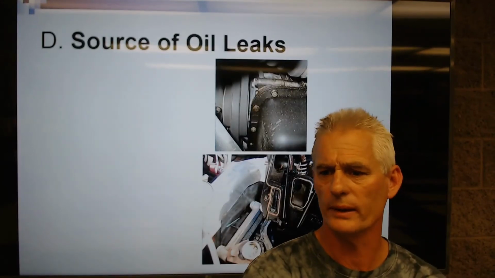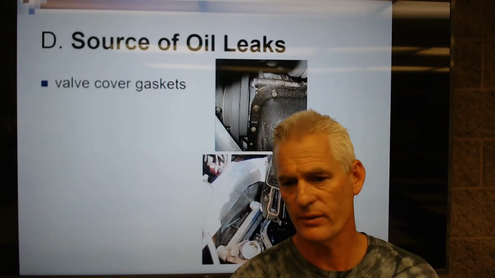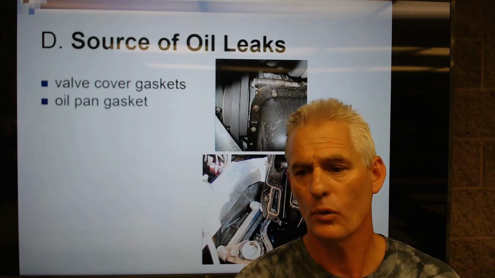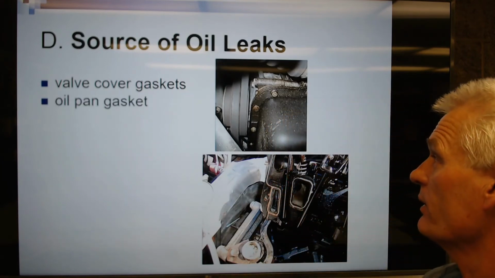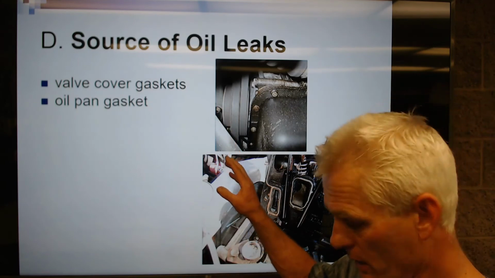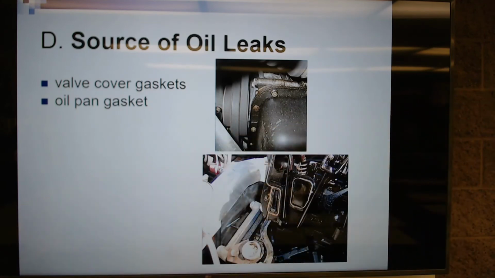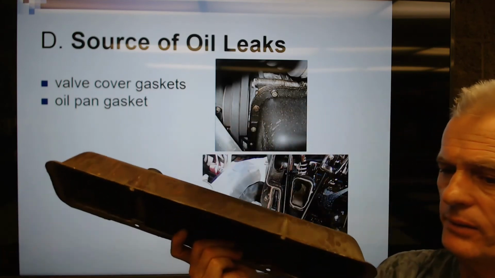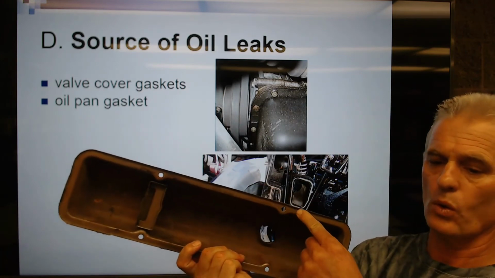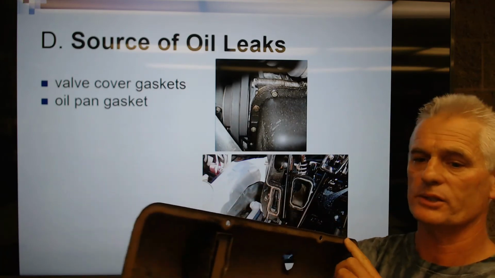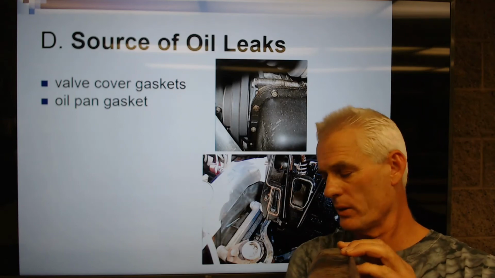So, sources of oil leaks: we've got lots of them. Valve cover gaskets will leak. Oil pan gaskets will leak. I don't have a valve cover gasket pictured here, but here's a steel valve cover gasket, and the cork or rubber seal here will leak. These will get bent and they'll no longer seal.